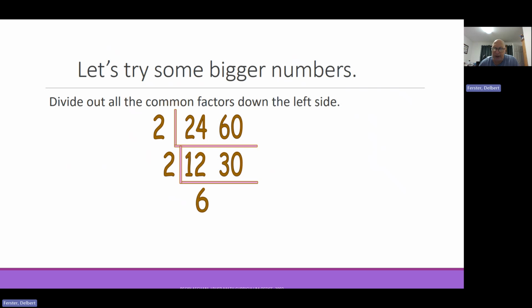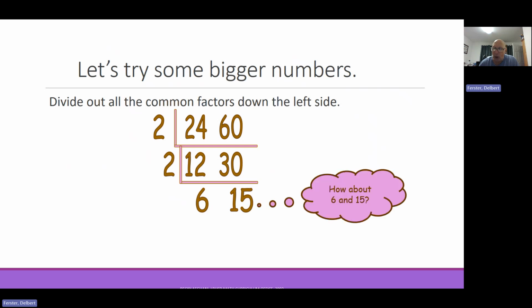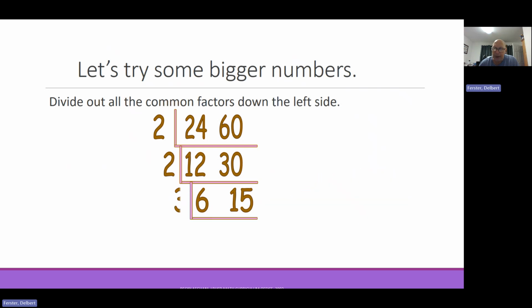2 goes into 12 6 times. 2 goes into 30 15. And we're now down to where I don't think 2's any good, but I think 3 would be okay. So we'll take 3 into each of those. And we get a 2 and a 5. And I don't think 2 and 5 have any common factors other than 1. So our ladder is complete.